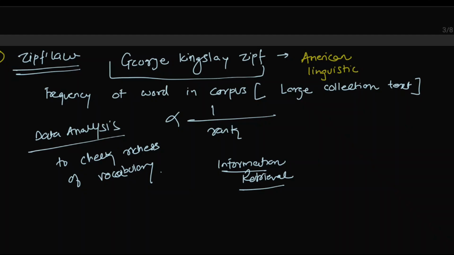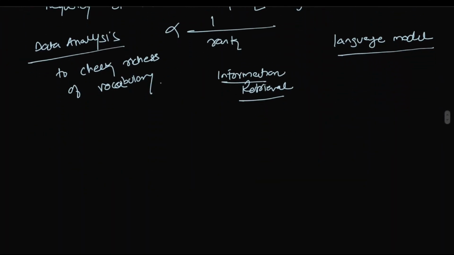Next is language modeling. In a language model we can also use Zipf's law to predict the next word. But there are a few limitations. I have explained the applications, but there are a few limitations of Zipf's law.